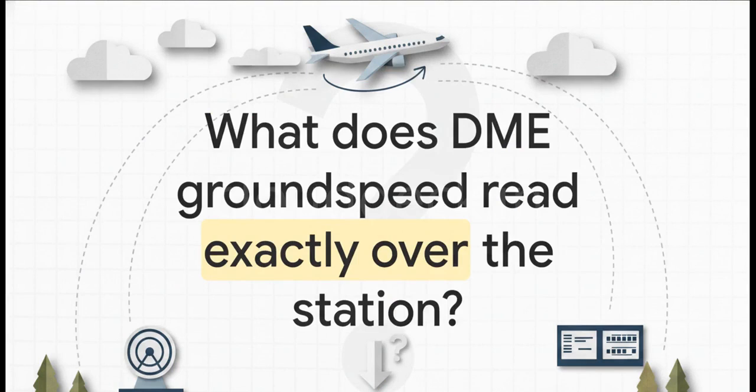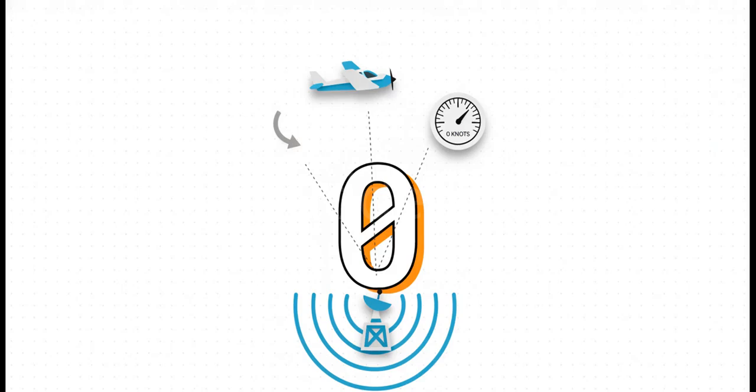Here's a classic trick question for you. An aircraft tracks directly over a DME station at flight level 300. What will the DME ground speed indicator read at the exact instant of passage? Now, this tests if you truly understand what slant range does when you are directly overhead this station. The answer? 0 knots. Why 0?